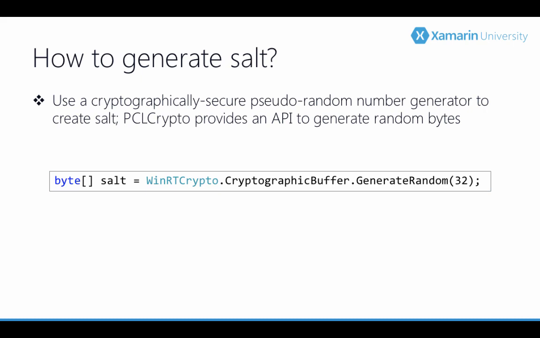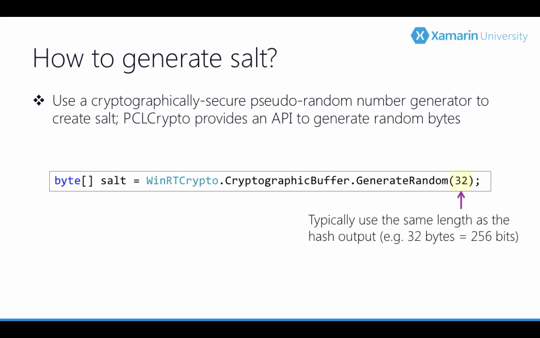So a salt should always be generated from cryptographically random data for each value to be hashed. And fortunately for us, PCL Crypto does expose random data generation via the generate random method, and you can see that here on the slide. It's common practice to use a salt that is the same length as the hash output. So for example, when using a 256-bit hash, we would use a 32-byte salt, regardless of the length of the password.